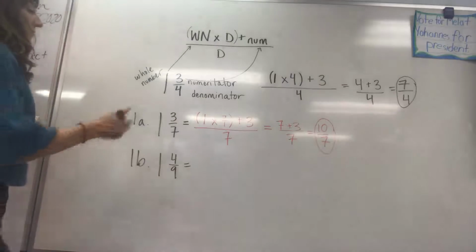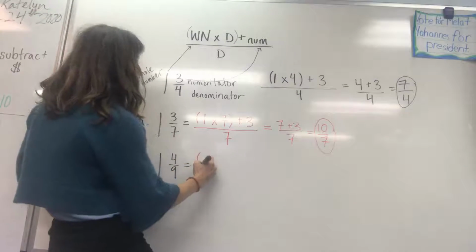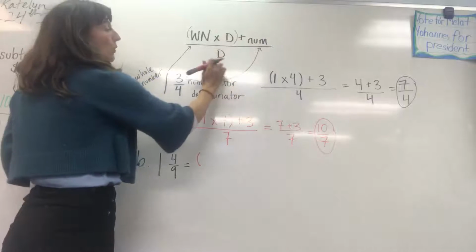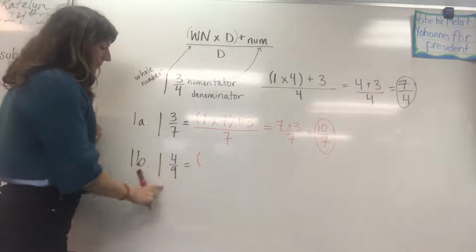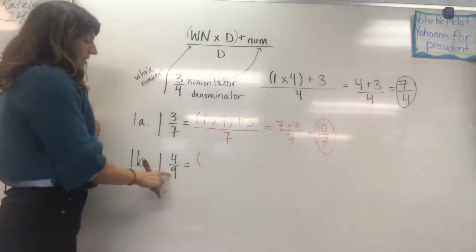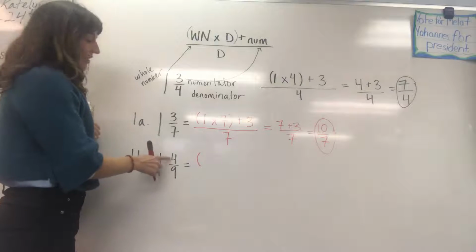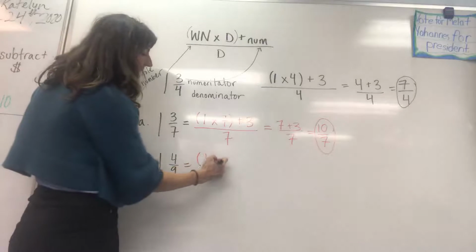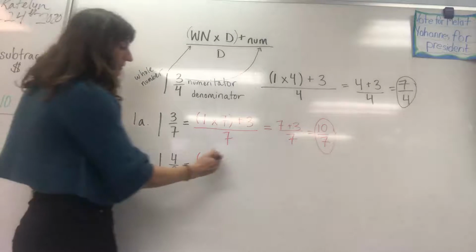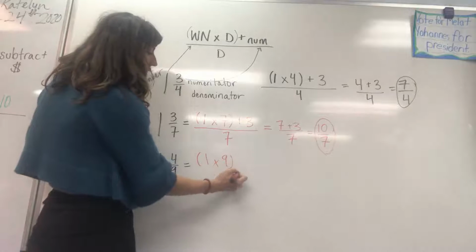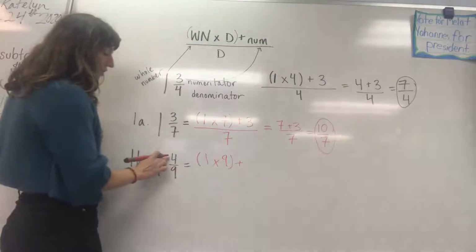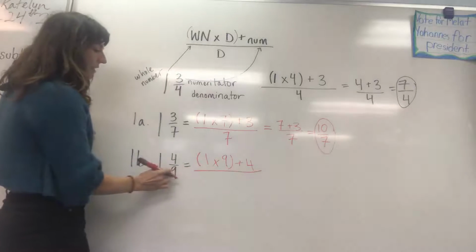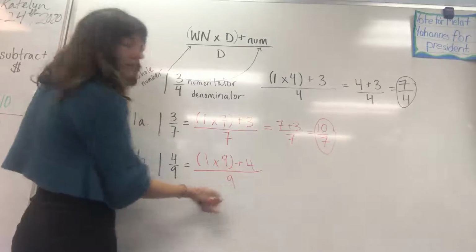It's in your control. Within the parentheses, we're going to do whole number times denominator plus numerator over denominator. Our whole number is the number 1. Our denominator is 9. And our numerator is 4. So we do whole number, 1, times denominator, which is 9, plus the numerator, which is 4, all over the number 9, our denominator.